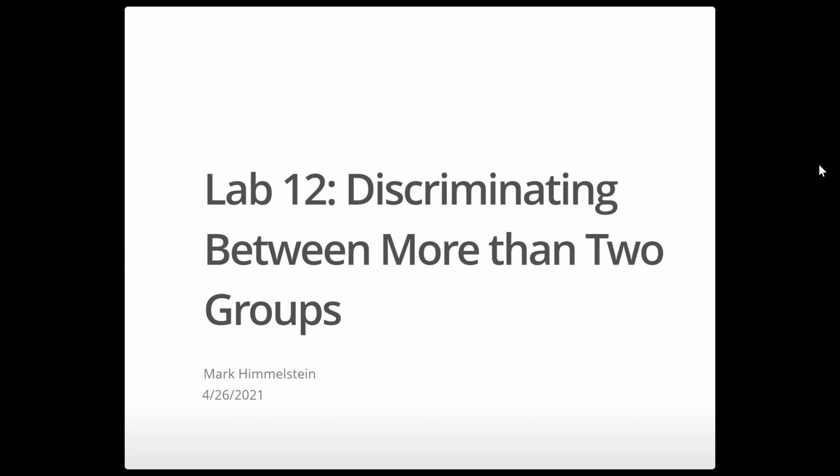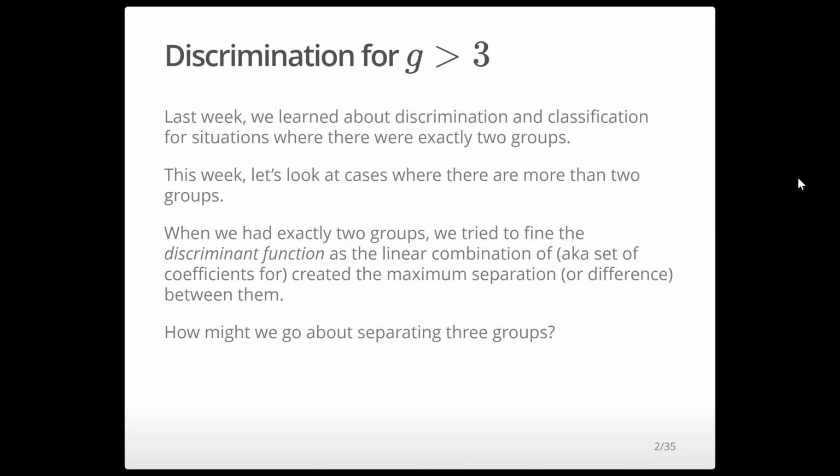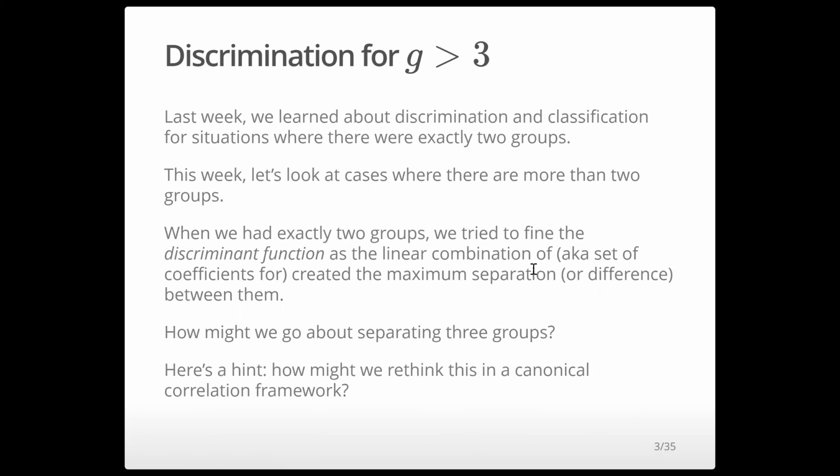Now we're going to look at ways we can evaluate a discriminant function when we have more than two groups. So far we've really focused on cases where we only had two groups, and we looked at how we can classify between the two groups as much as evaluate the discriminant function itself. So how can we go about separating three different groups, or more than three different groups? One hint is that we can rethink this in terms of a canonical correlation framework and use some of those methods that we've learned.